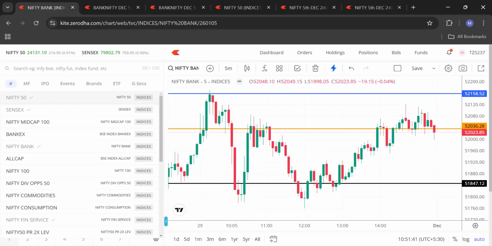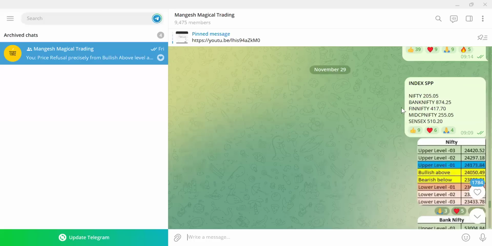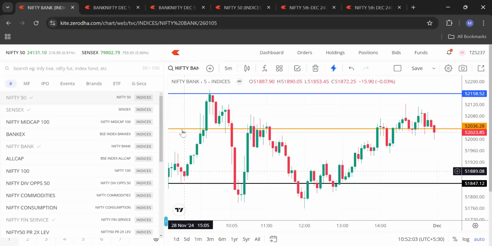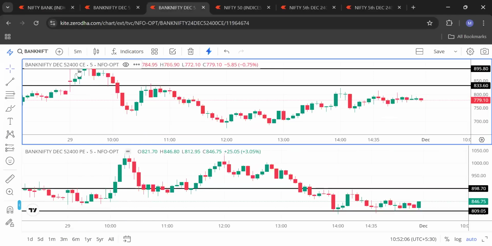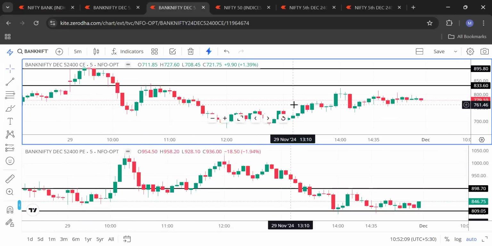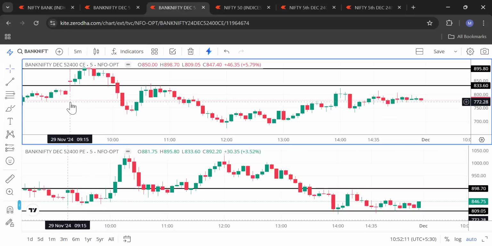Now as far as option is concerned, let me show you here. You can see this over here. See, index SPP, Bank Nifty 874.25. So essentially, we should look forward to a premium of 874.25, which is SPP. And that is why we selected the 52,400 call and put, of which the premium at the close of the first 5 minutes was 847. The one nearest to the SPP on the put side is 892.